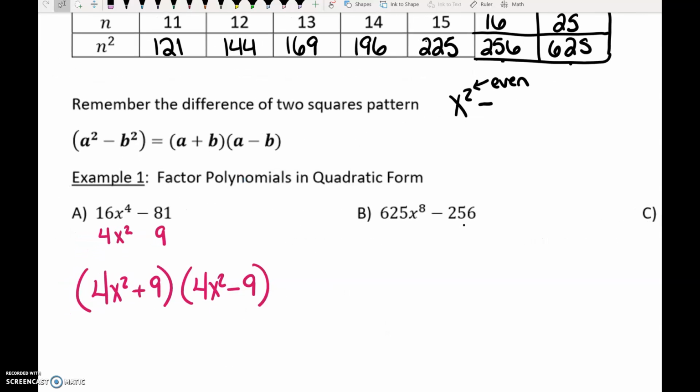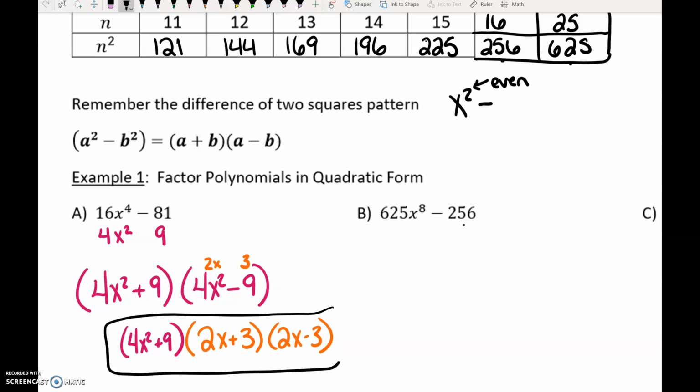Are we done? Do you see x squared minus? X squared minus means we might not be done. 4x squared is the perfect square of 2x. 9 is the perfect square of 3. So that part factors further into 2x plus 3, 2x minus 3. If it's only two terms with x squared plus, you are done. It's only x to an even number minus that you have to worry about.